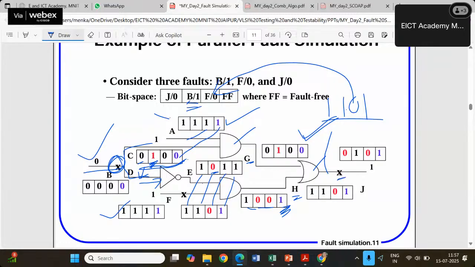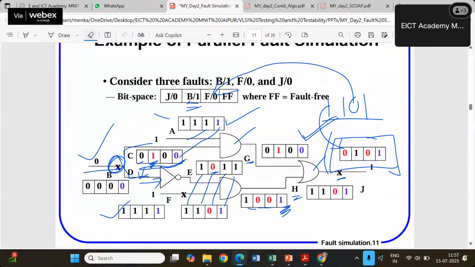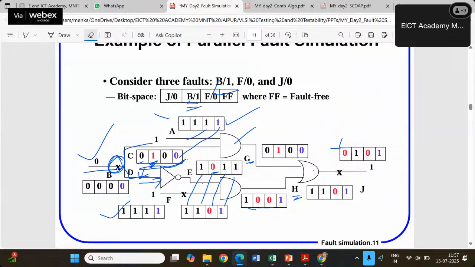Then we see J is stuck at 0. So J stuck at 0 was the first value. So this is getting turned back to 0 because J is stuck at 0. So finally the set becomes this one. Now how to identify which are the fault sets that are detected? So in this we will be just doing a comparison of the other faulty values with the fault-free value.